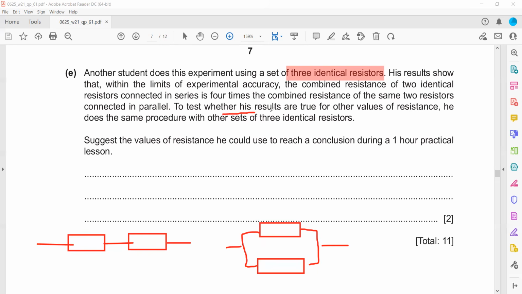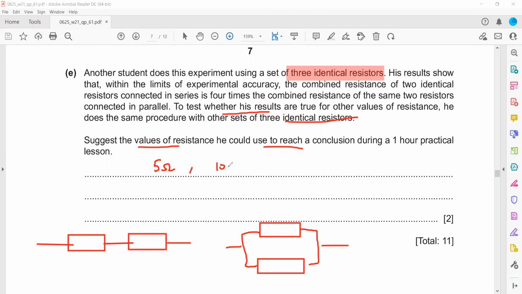Now to test whether his results are true for other values of resistance, he wants to repeat the experiment. He does the same procedure with another set of 3 identical resistors. What is the meaning of identical resistors? It means they have the same resistance. So suggest a value of resistance he could use to reach the conclusion. What value of resistance can he use? Like the first one he did already, so what else can he use? He can use 5 ohm resistors.